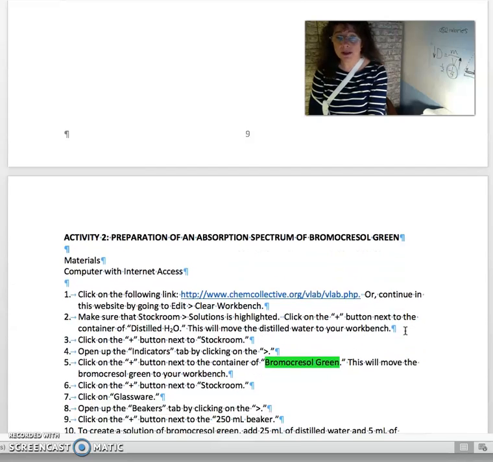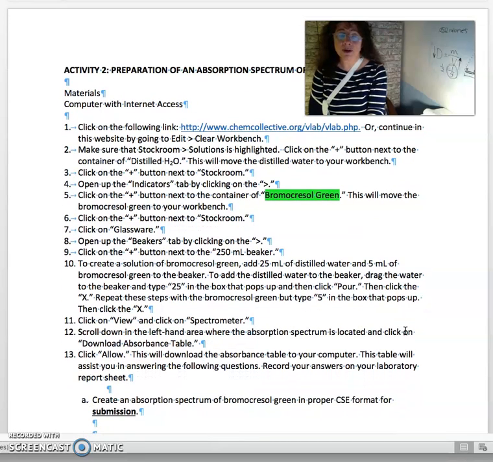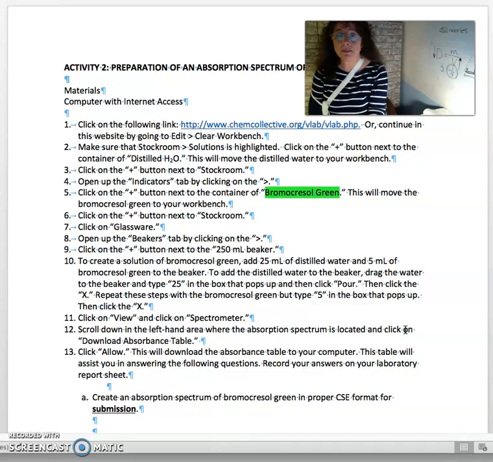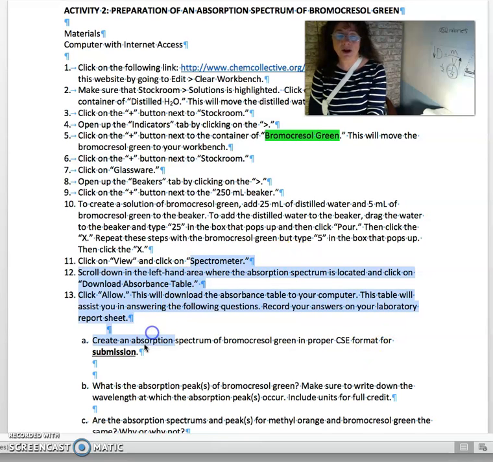You will be using a different reagent. In this case, you would be using bromocresol green instead of methyl orange. You will use the same things, the distilled water, the beakers, and you will be using them in the same measure. You will be doing the same absorption spectra down here.